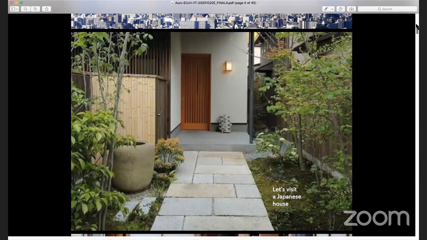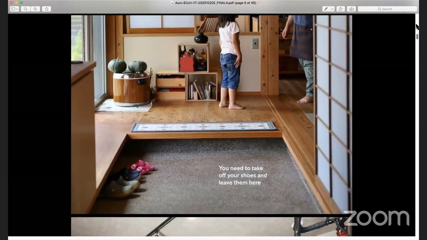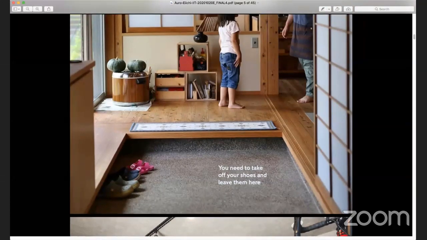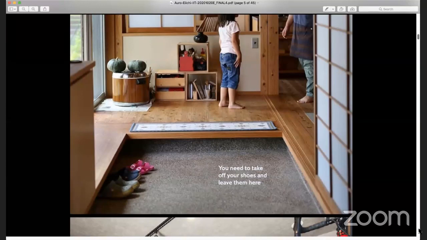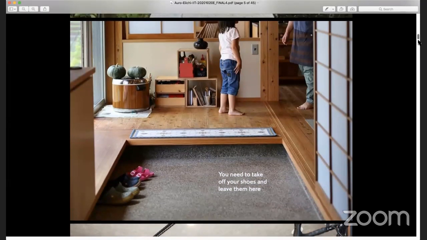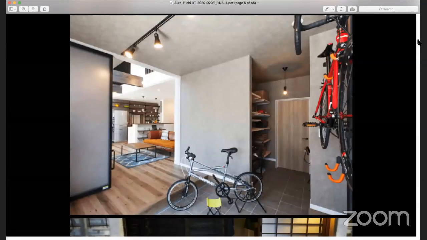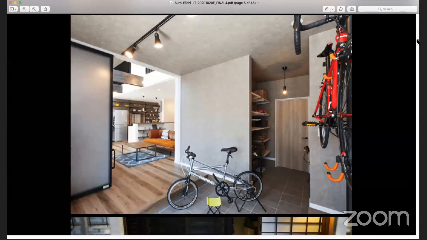There's an entrance, and you can see the door. This is typical: you come in, open the front door, and you have to leave your shoes, whatever you are wearing. Whether barefoot or with slippers, often people use slippers inside the house. This is a little bit wider entrance, and you can see how they keep the shoes and bicycles, everything, before you go into the living side.